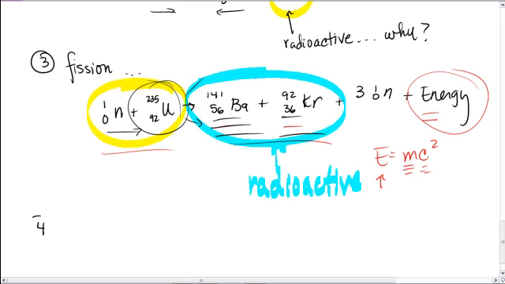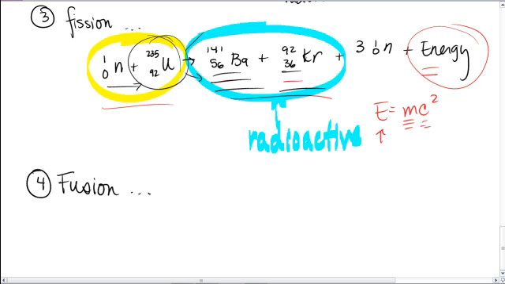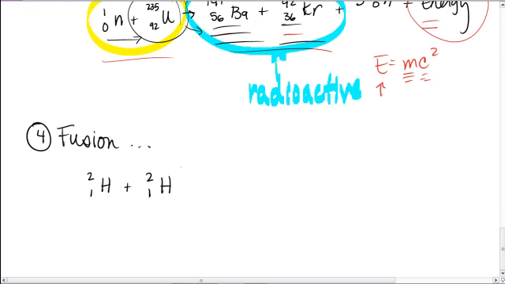All right, last one, and I'll just mention it very briefly. Fusion. That's what we find on the sun and in a hydrogen bomb. Fusion takes two very small particles, like this is deuterium, which is heavy hydrogen. It's got a proton and a neutron.